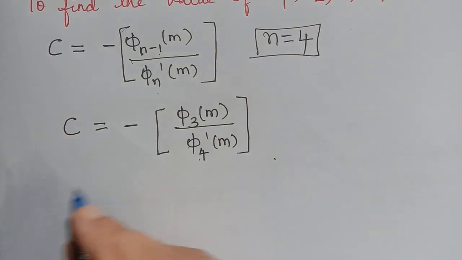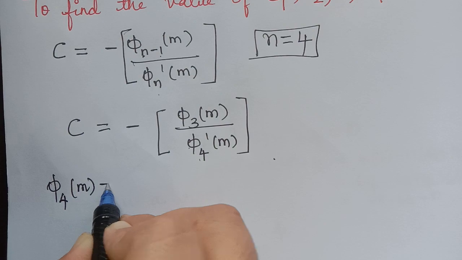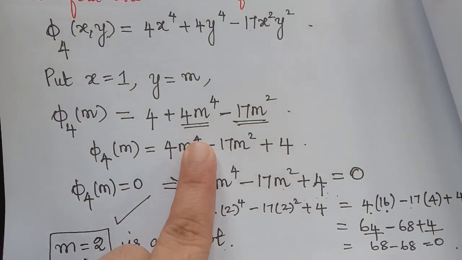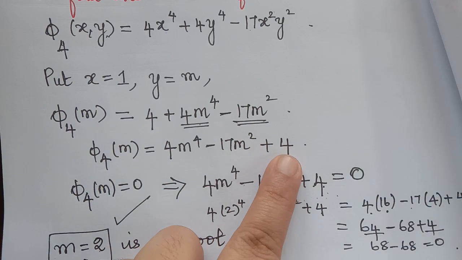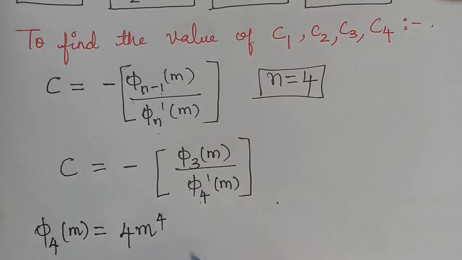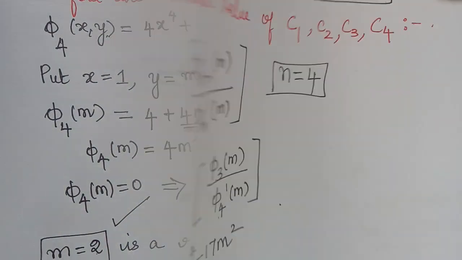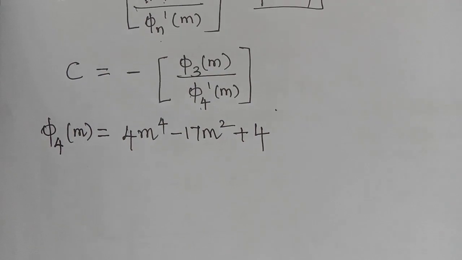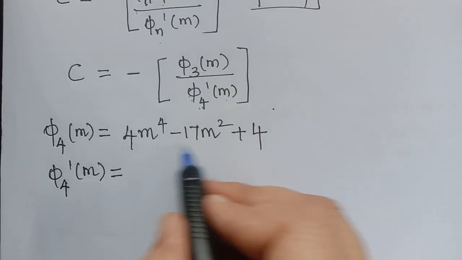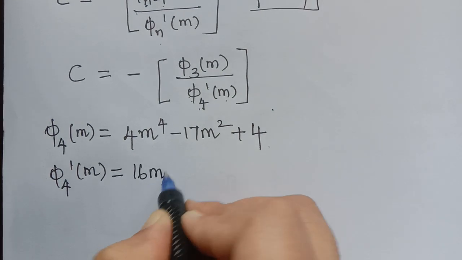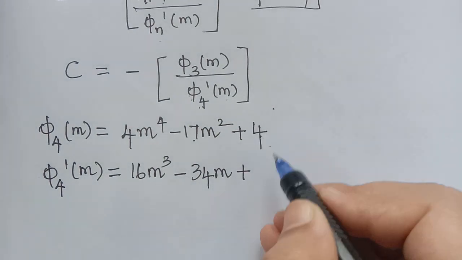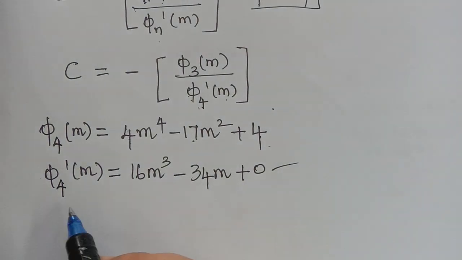Now we have already written phi 4 of m, and we have obtained it to be equal to 4m power 4 minus 17m square plus 4. So let us take that and write: 4m to the power 4 minus 17m square plus 4. So this is phi 4 of m. But what do we need? Phi 4 dash of m. So phi 4 dash of m will be equal to, differentiate this: 4 4s are 16m cube minus 17 into 2, 34m, plus 4, when you differentiate it becomes 0. So this is phi 4 dash of m.